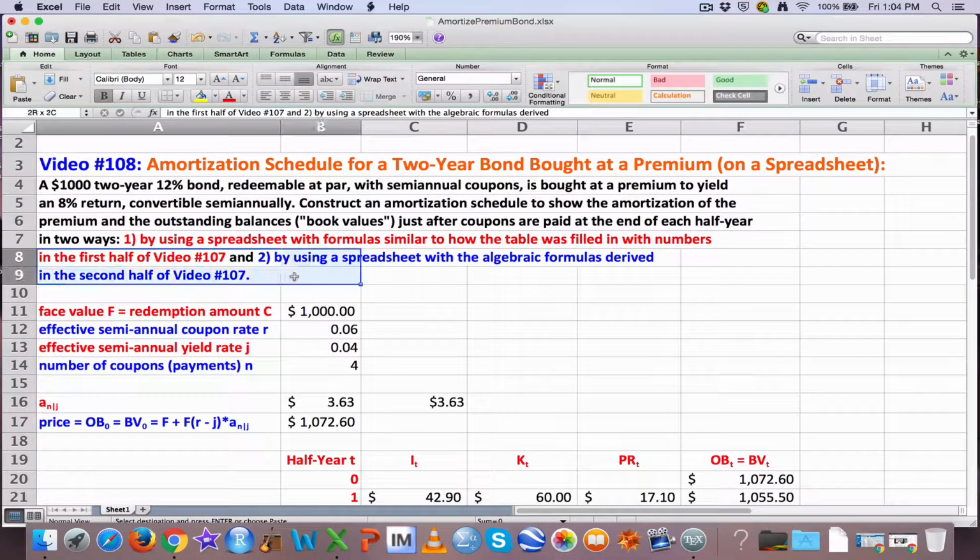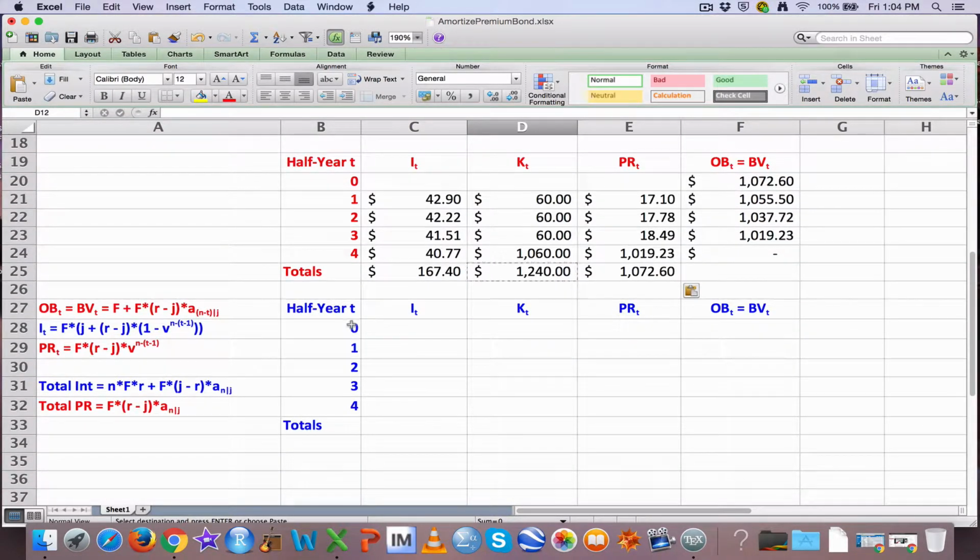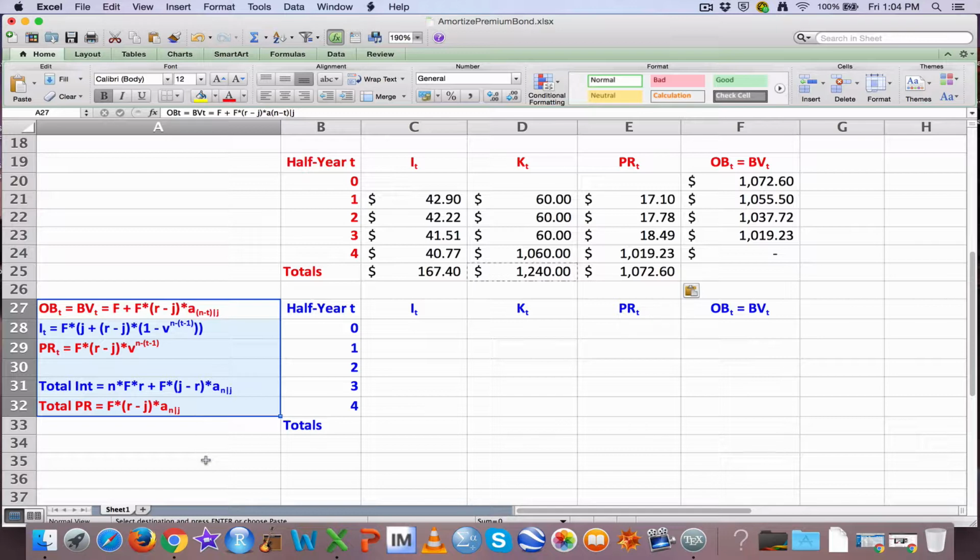Now method 2, with a spreadsheet, using the algebraic formulas derived in the second half of video number 107. Here are those formulas essentially. You may want to pause the video to write these things down. After you've written them down, I'm going to make use of them to fill in this part of the table. So it's sort of a non-intuitive approach. It's just based on these formulas, a simple-minded thing, not really thinking about where the formulas come from.